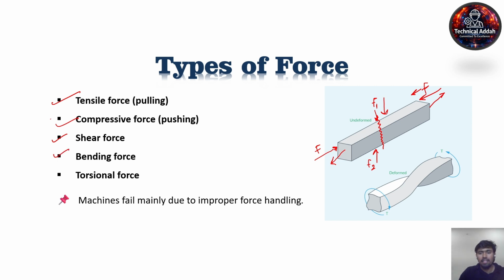The fourth one is the bending force, means if a force is applied in this direction and the body tends to bend, means the real image of the body is this, then after applying a force it gets bent. The last one is the torsional force. Torsional force, as you can see here, is the rotating force applied on any body, shaft, or machinery components. I hope you have clearly understood all types of forces.